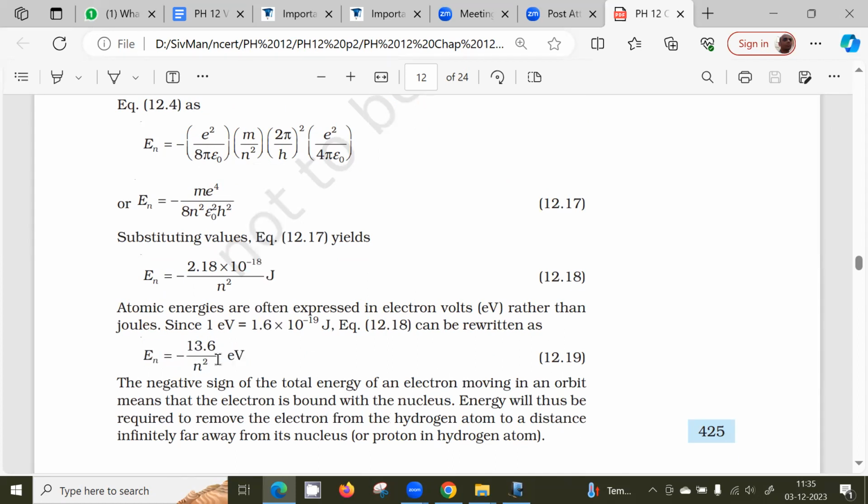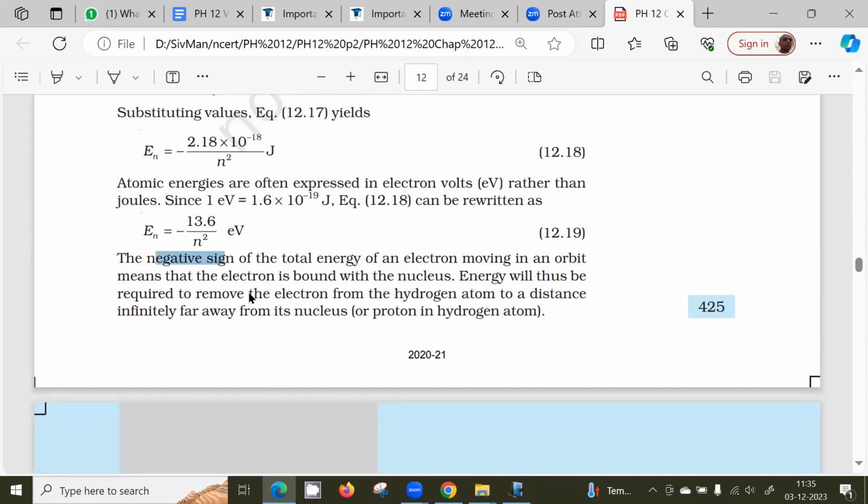This is easy to remember, and this is for hydrogen atom, minus 13.6 by n square electron volts. And to convert to joules, I just have to put the value of e. So if I put the value of e as 1.6 into 10 to the minus 19, I'll get this in joules. So 13.6 times 1.6 is approximately 21.8, and then 10 to the minus 19. So a 10 will come, so it will become 10 to the minus 18. But this is an easy way to remember the formula.